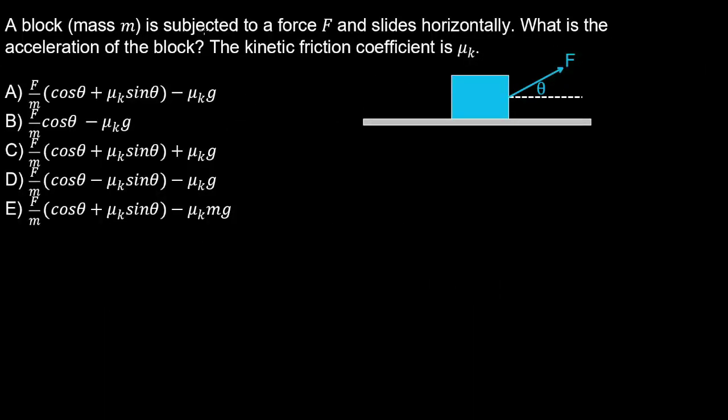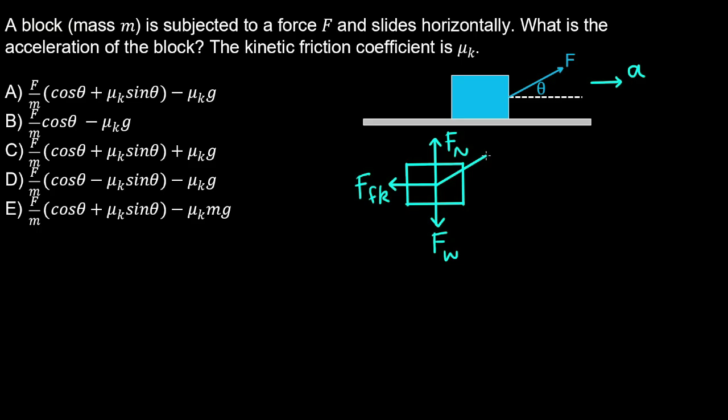A block with a mass m is subjected to a force and slides horizontally. What is the acceleration of the block, given the kinetic friction coefficient? Well, first we isolate the block, taking a free body. So we have the force of weight, the normal force, the kinetic friction force, and the applied force F, which is applied at an angle of theta.